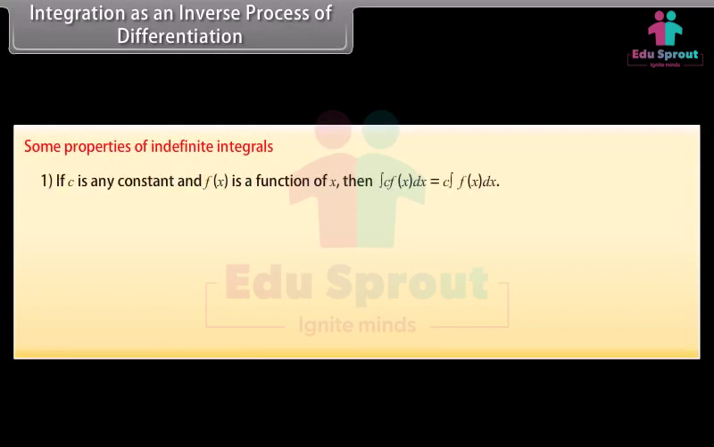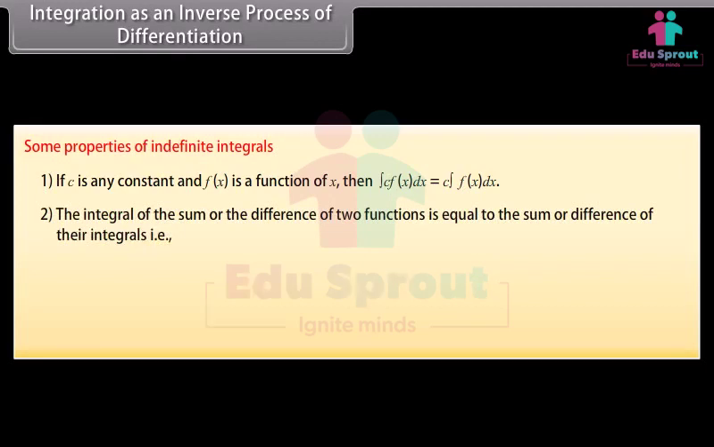1. If c is any constant and f of x is a function of x, then integral of c into f of x with respect to x is equal to c into integral of f of x with respect to x. 2. The integral of the sum or the difference of two functions is equal to the sum or difference of their integrals, that is, integral of f1(x) plus or minus f2(x) with respect to x is equal to integral of f1(x) with respect to x plus or minus integral of f2(x) with respect to x.